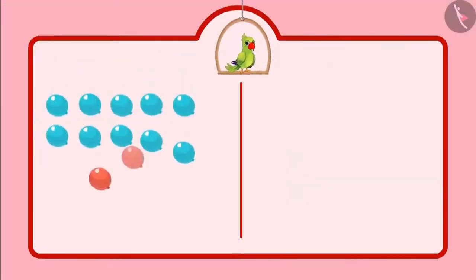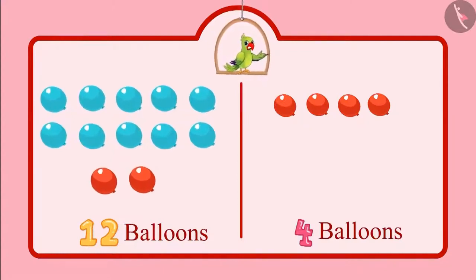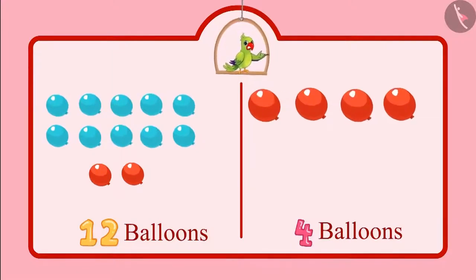Children, Neha blew 12 balloons. And Chotu blew 4 balloons. Can you tell me how many total balloons did Chotu and Neha blew together? Let us see. First of all, Neha blew 12 balloons. And Chotu blew 4 balloons.